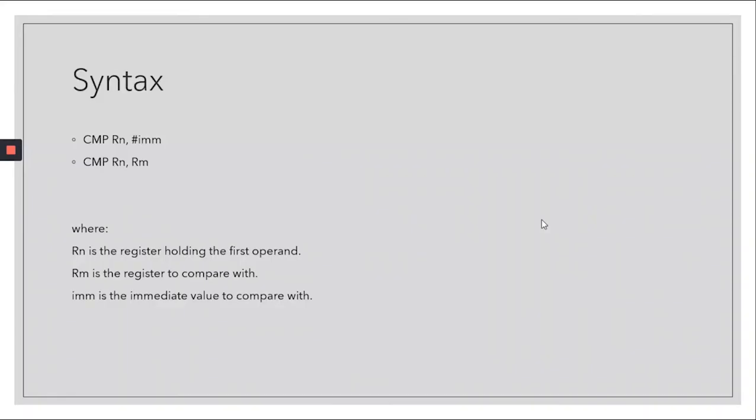There are two syntaxes of the compare instruction. First, compare Rn, which is the register holding the first operand, with an immediate value. Then, another syntax is compare Rn with another register, which is Rm.